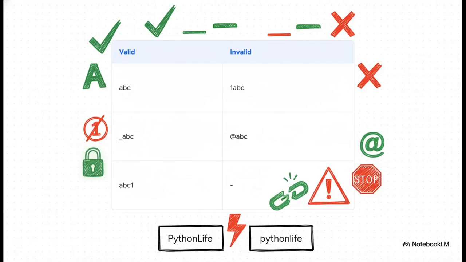And this brilliantly illustrates that when creating these container labels, Python is actually quite strict. Looking at the valid rules, your variable names can start with letters or underscores, and you can put numbers at the end. But for the invalid rules, you can never, ever start a variable with a number, and you can't use special symbols like the @ sign. Furthermore, look at the bottom here. Python is entirely case-sensitive. If you make a variable called PythonLife with capital letters and later try to print pythonlife in all lowercase, Python is going to throw an error because it sees them as two totally different containers.